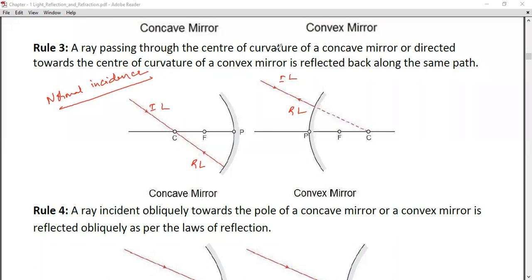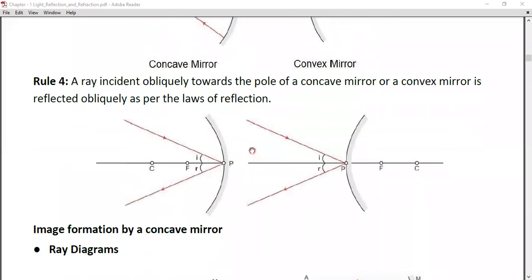And in the rule 4, guys, let's consider the light rays falling at the pole. So when the light ray is directly falling obliquely towards the pole, then it reflects obliquely as per the laws of reflection. That means incident light and reflected light remain symmetrical to the principal axis, right? So this is the principal axis, guys. To the principal axis here, incident light and reflected light will remain symmetrical because I is equal to R. The same thing in case of convex mirror also. This is concave and this is convex.